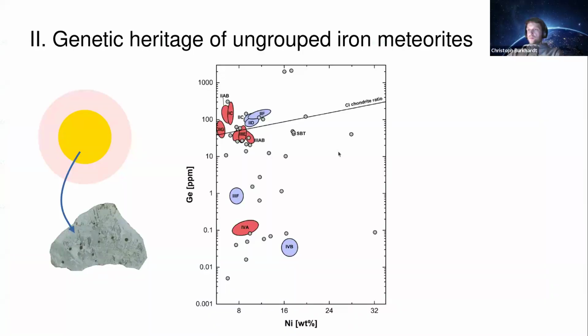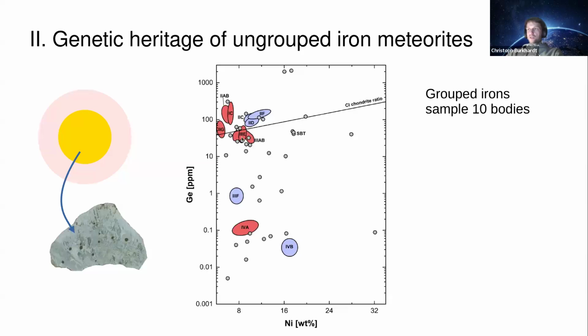And yeah, so magmatic iron meteorites sampled the cores of differentiated bodies. And in this classic diagram from Scott and Wasson of germanium against nickel, we have different magmatic iron meteorites, and they define distinct fields. And we have about 10 main groups of iron meteorites. So all these iron meteorites sample just about 10 different bodies.